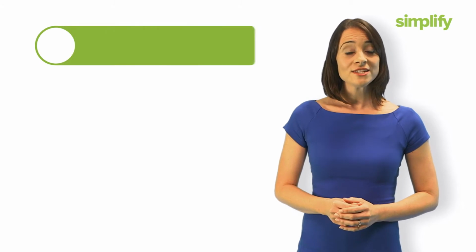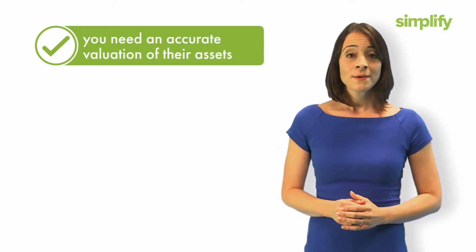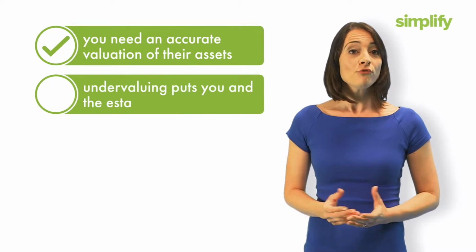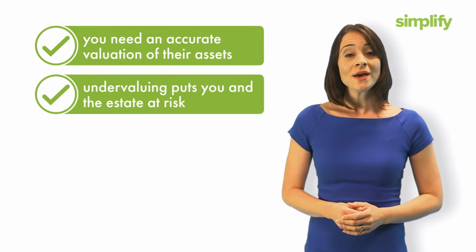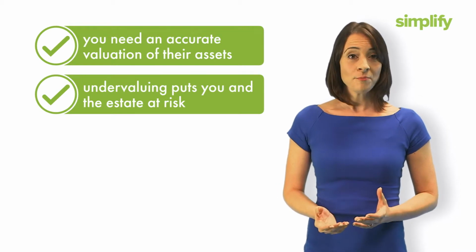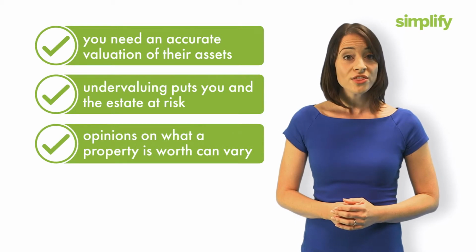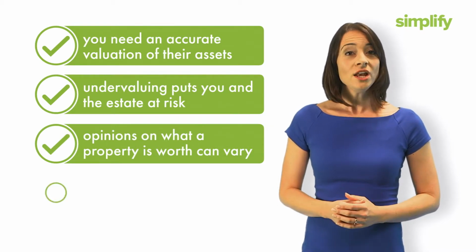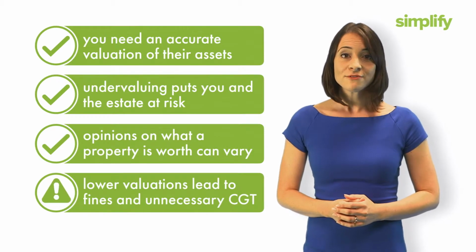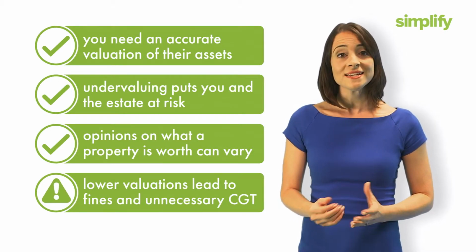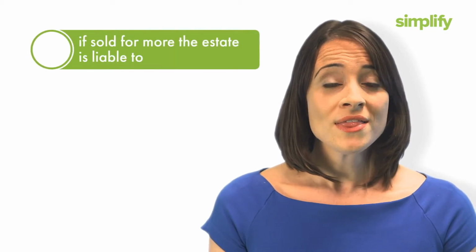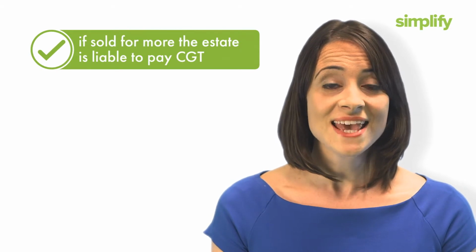Important points. To calculate the deceased's CGT liability, you need an accurate valuation of their assets at the date of their death. Undervaluing shares, property, or other valuable personal possessions puts you and the estate at risk. For example, when valuing properties, there's often a range of opinion about what the property is worth. PRs often think a low valuation is better as it reduces the value of the estate for inheritance tax purposes. However, if the property is later sold for far more, the estate will be liable to pay CGT.